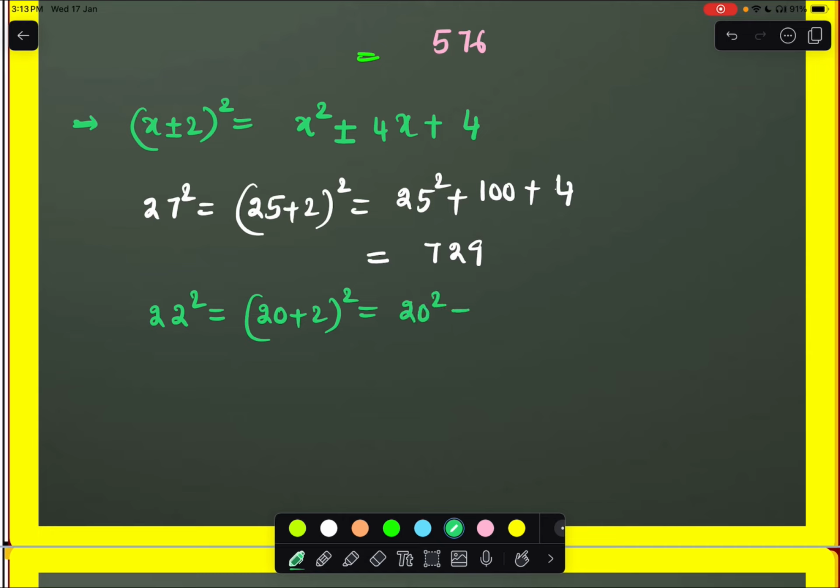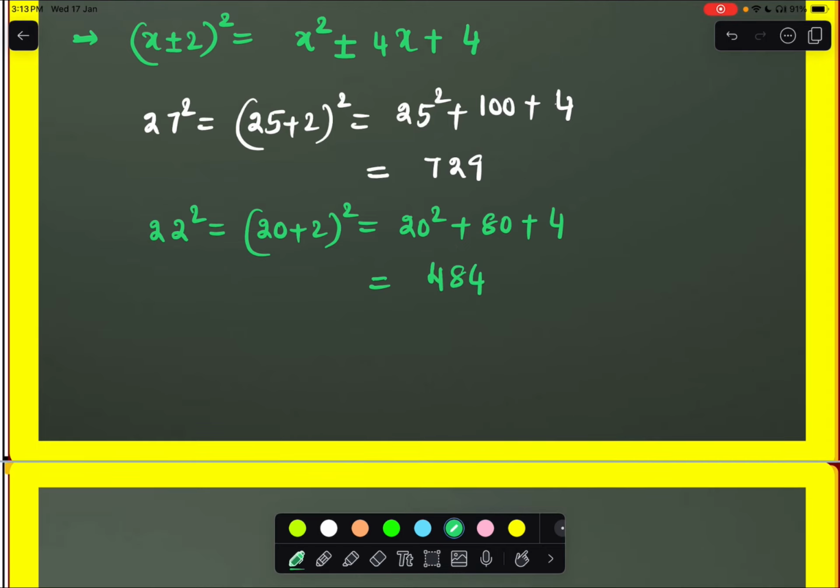20 square only, plus the 2ab value. 2 into 20 is 40, 40 into 2, we will get 80, plus a 2 square equal to 4 only. Its value, 20 square equals how much? 400 plus 80, 480. 480 plus 4, we will get 484 only.